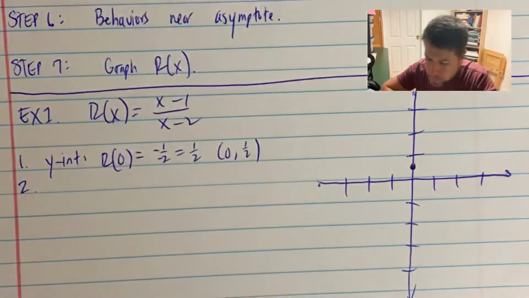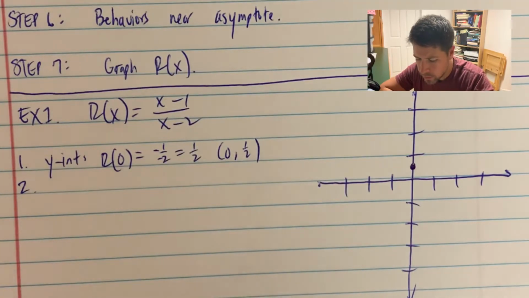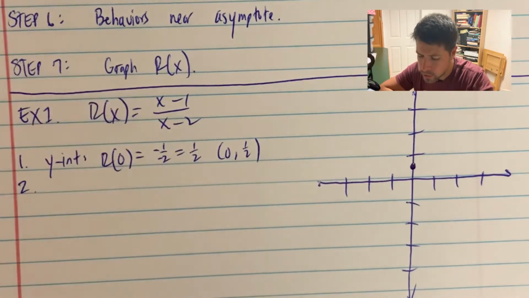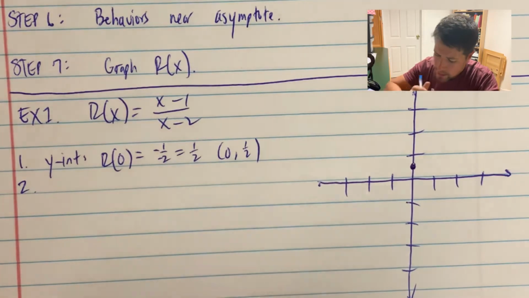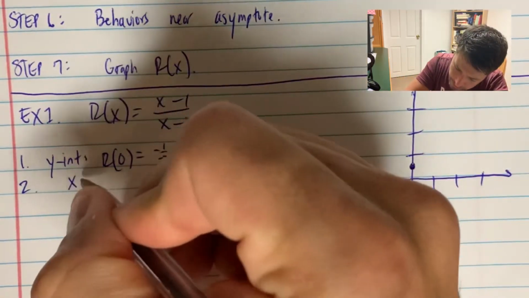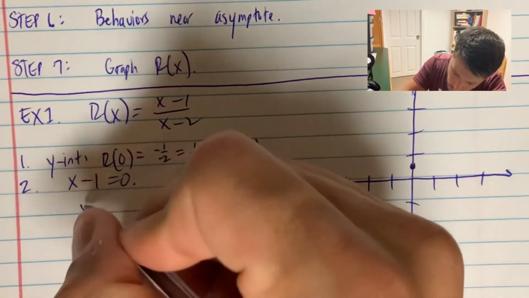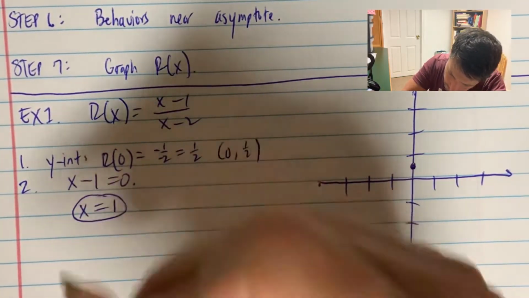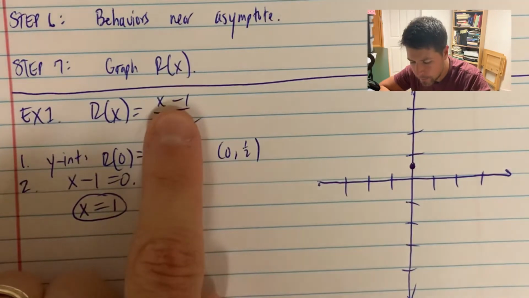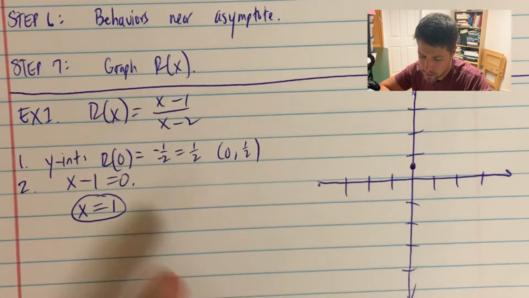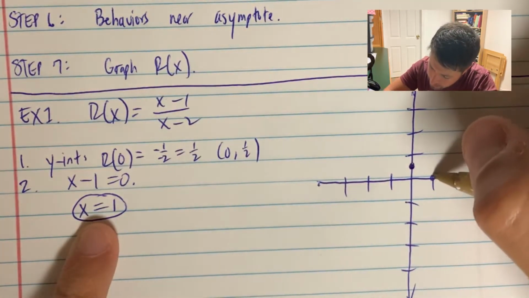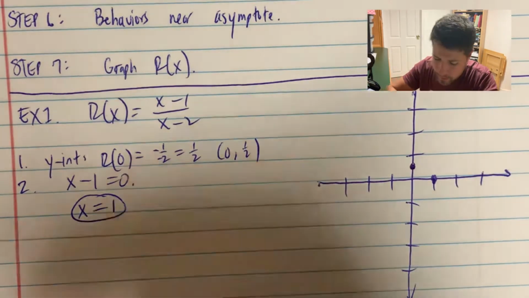Step number 2, write the rational function in lowest terms, which it already is in lowest terms. I'll show you ones that aren't here in a little bit. Set the numerator, my numerator is x minus 1, equal to 0 to find the x-intercepts. The reason that the numerator gives you the x-intercepts is because if I have 0 on the top, that makes everything 0. So I have an x-intercept at positive 1. So we're going to go ahead and plot that right there.